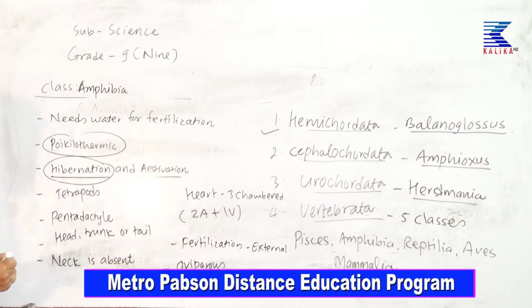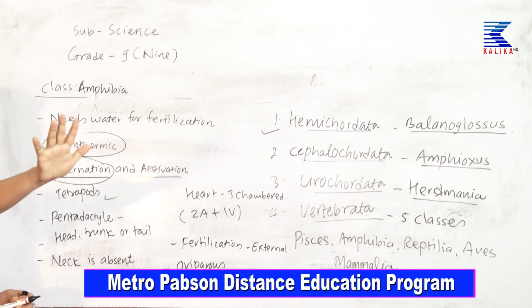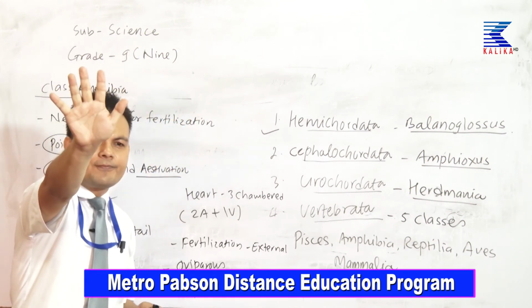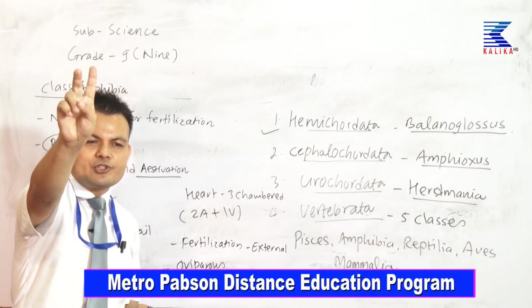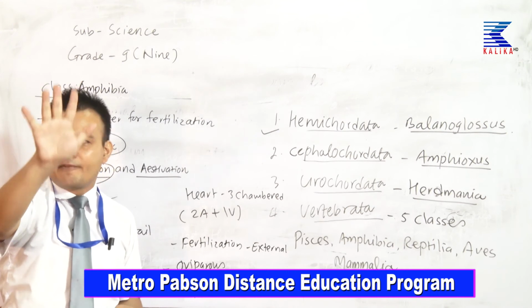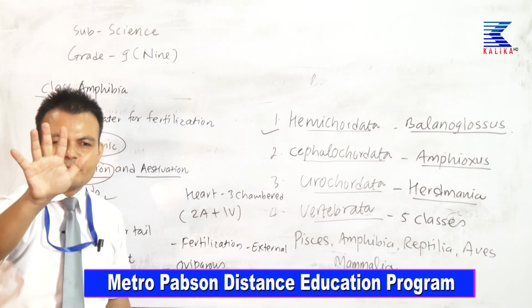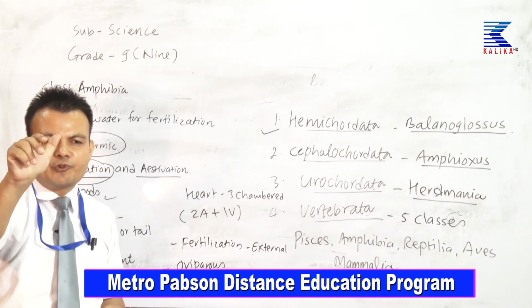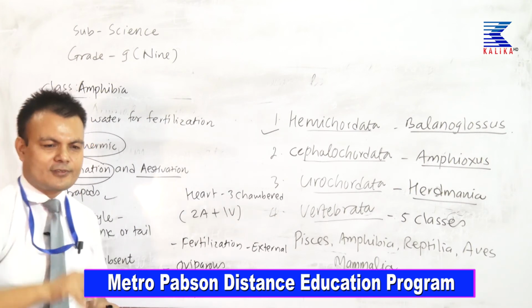And they are tetrapods. Tetrapods means they have 4 limbs, 2 hands and 2 legs. Pentadactyl means they have 5 digits, 1, 2, 3, 4, 5, like us, like 5 fingers or 5 toes. Have a look, 5 digits.